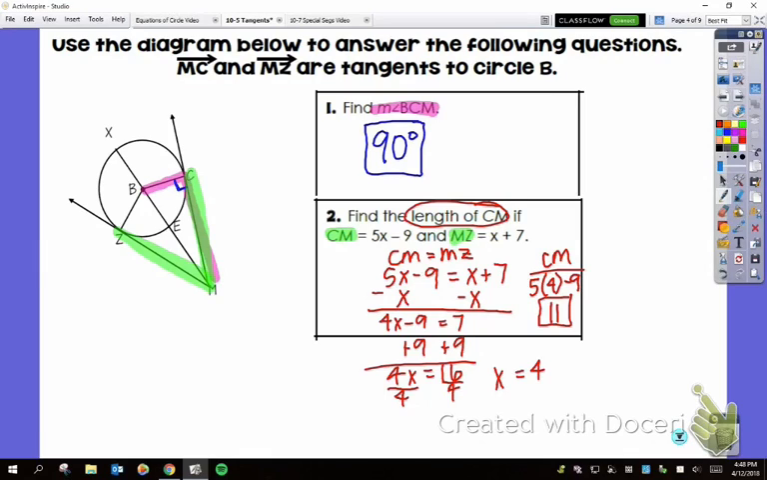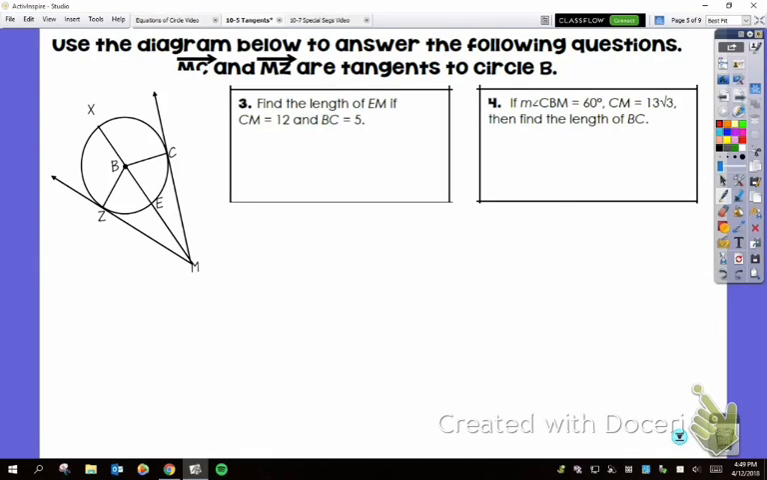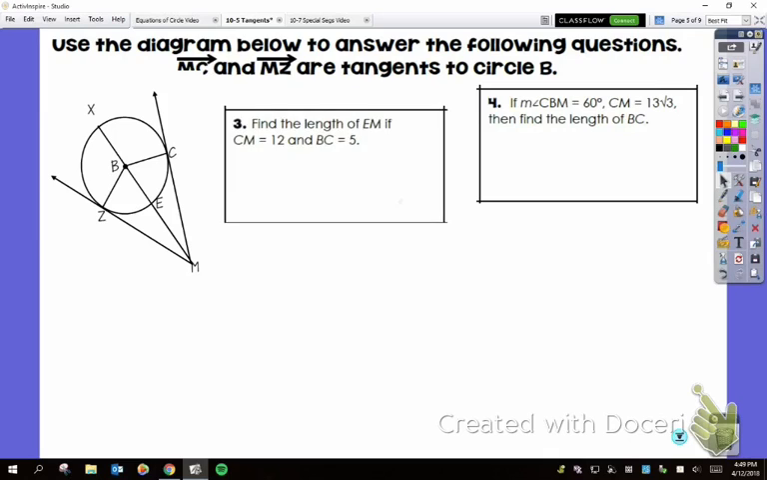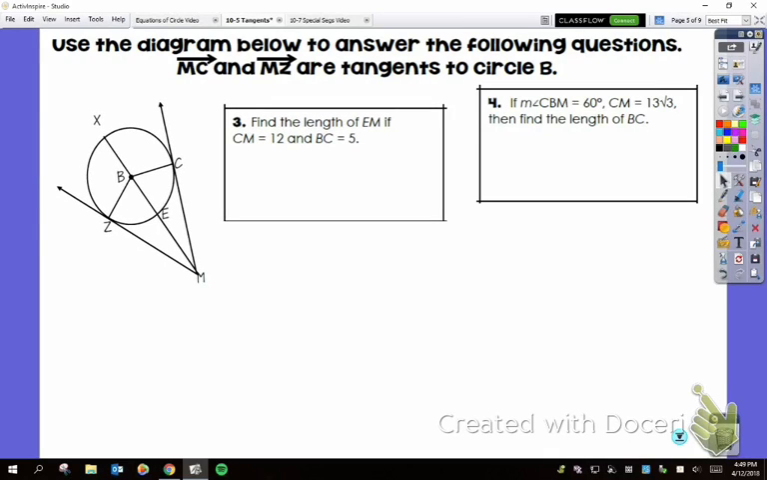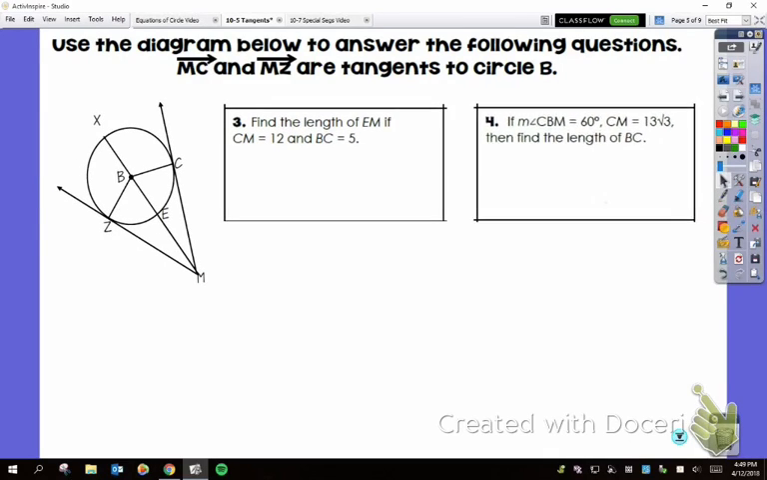Okay, so moving right along, number 3 and number 4 are a little bit different, and we're going to look at using some triangles here. We're still using the same picture that we used for number 1 and 2. Looking at number 3, they want you to find the length of EM if CM is 12 and BC is 5. Now, as previously discussed, we know that this angle at C is a 90-degree angle because it's a radius and a tangent that come together.